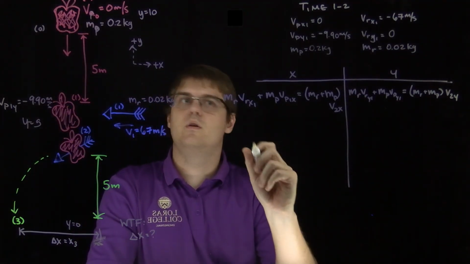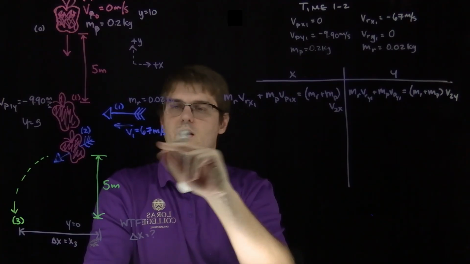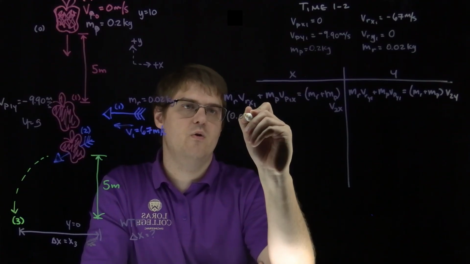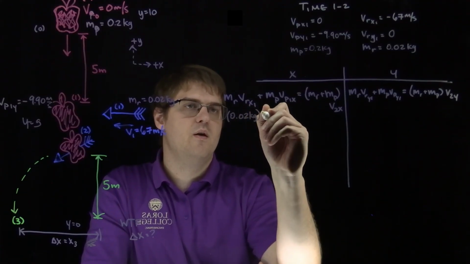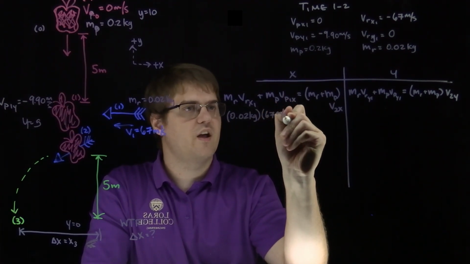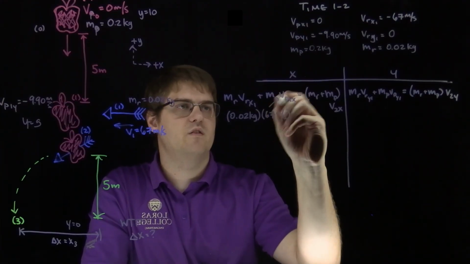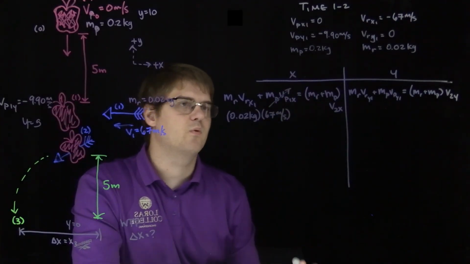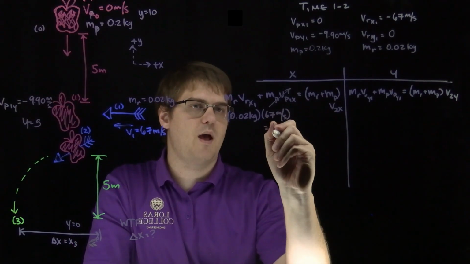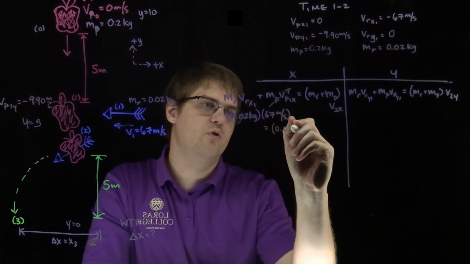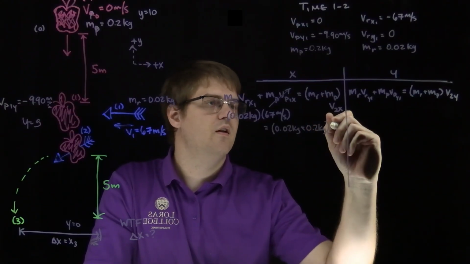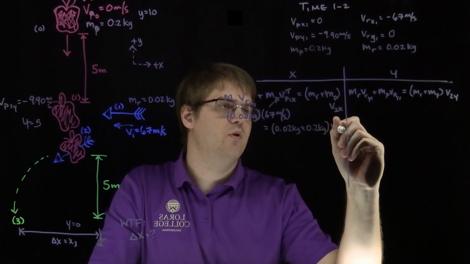Mass of my arrow times, well, velocity of my arrow in the x is something, so I will put this down. So I have mass of my arrow is 0.02 kilograms. My velocity of my arrow is 67 meters per second. My velocity of my apple in the x is 0, so I don't have to worry about that. And that is going to be equal to the mass of my arrow plus the mass of my apple, so 0.02 kilograms plus 0.2 kilograms times the velocity of 2 in the x.